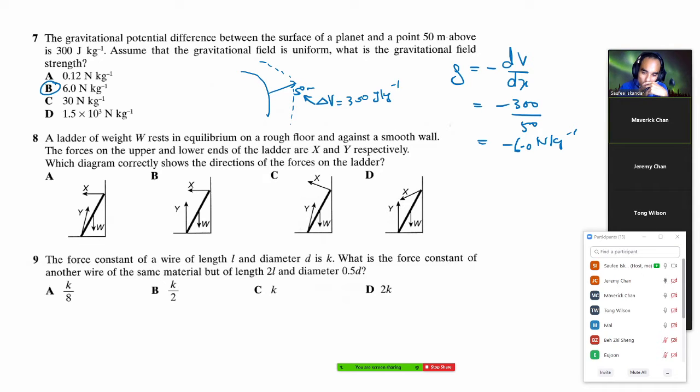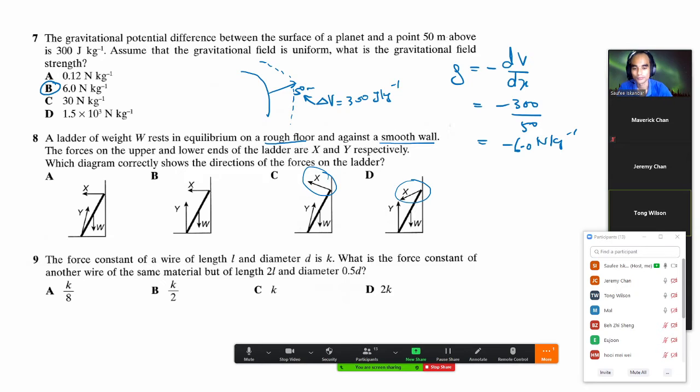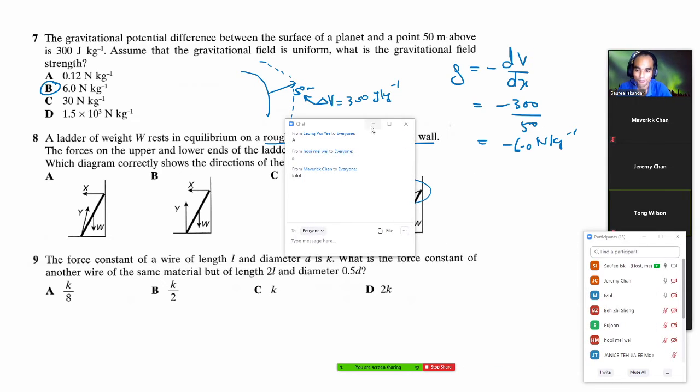Why did we not pick C and D? Because of the X force. The floor is rough and the wall is smooth. If we have a smooth wall, the X force should not be diagonal. It must be perpendicular to the wall. So the answer should be only A and B.